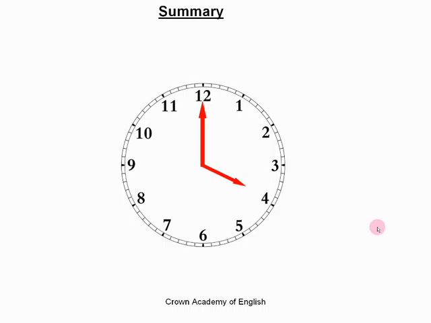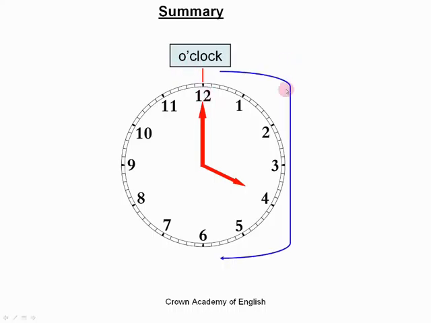So, to summarize, the summary for telling the time in English using the first method. Well, at the top, if the minutes are here, then we say o'clock. If the minutes are between 12 here at the top, if they are here and going down to here, then we say past, all the way to half past.